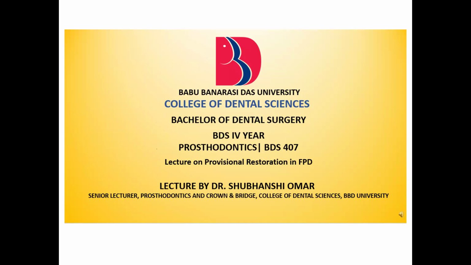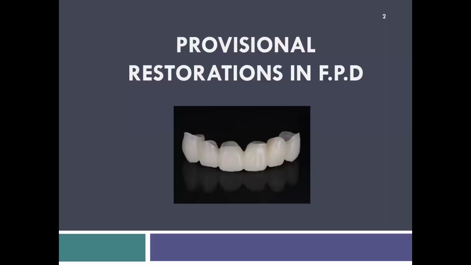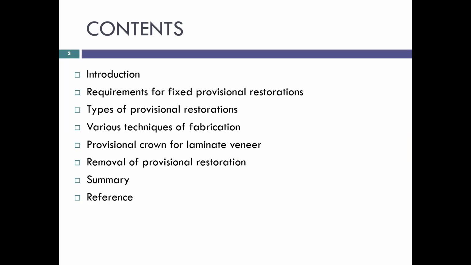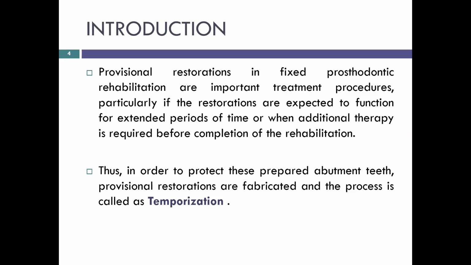So today I am going to take a lecture on provisional restorations in FPD. The topics which we are going to study are the introduction, the requirements for fixed provisional restoration, types of provisional restoration, various techniques of fabrication, provisional crown for laminate and veneer, and the removal of provisional restoration. So one by one, we will read about the content. First comes the introduction.